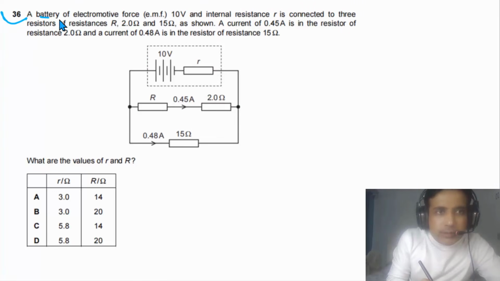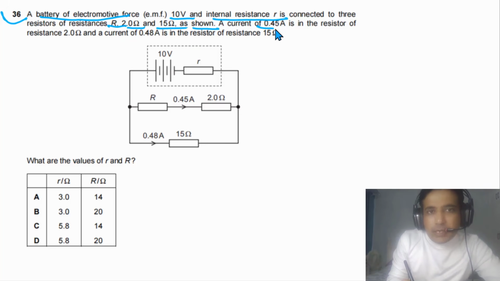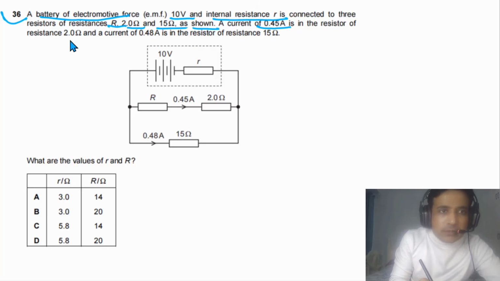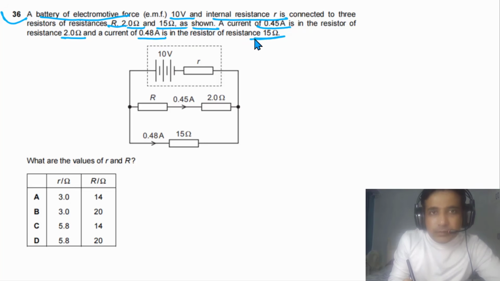Question 36 says a battery of electromotive force 10 volts and internal resistance small r is connected to two resistors of resistance capital R, 2.0 ohms and 15 ohms, as shown in the figure. A current of 0.45 amps is in the resistor of resistance 2.0 ohms and a current of 0.48 amps is in the resistor of resistance 15 ohms. We need to find out the values of small r and capital R. So if you look at this given circuit, we can see here we have current and we have the resistance.